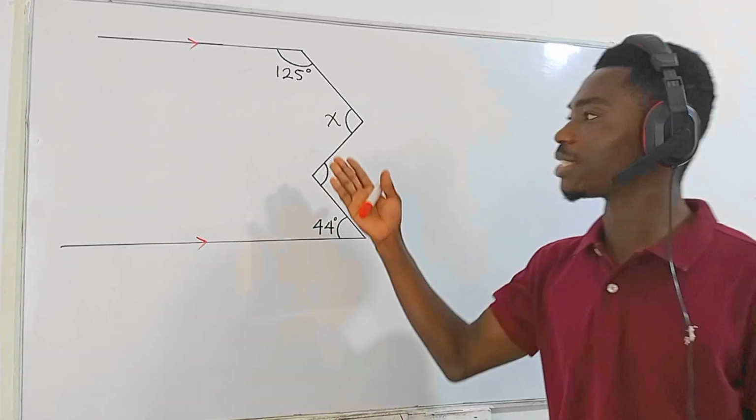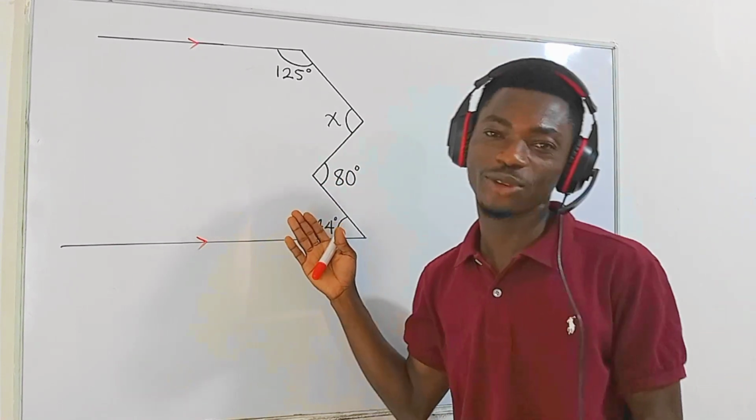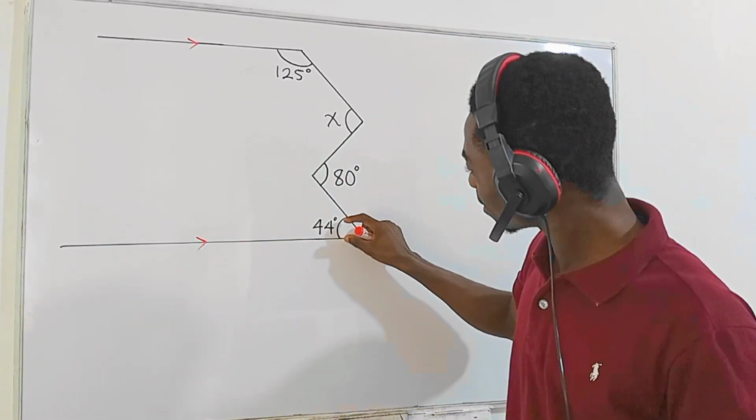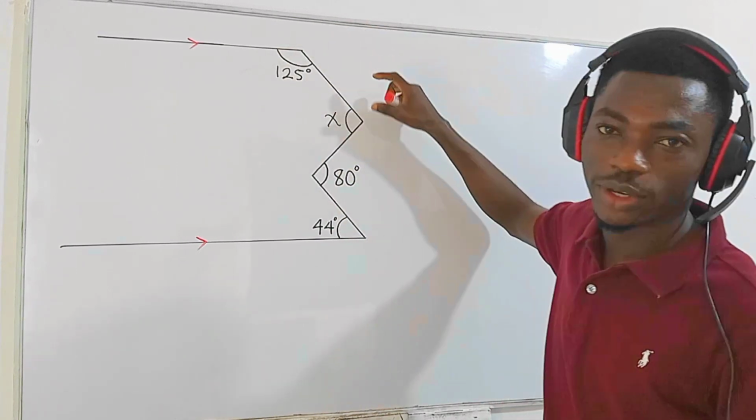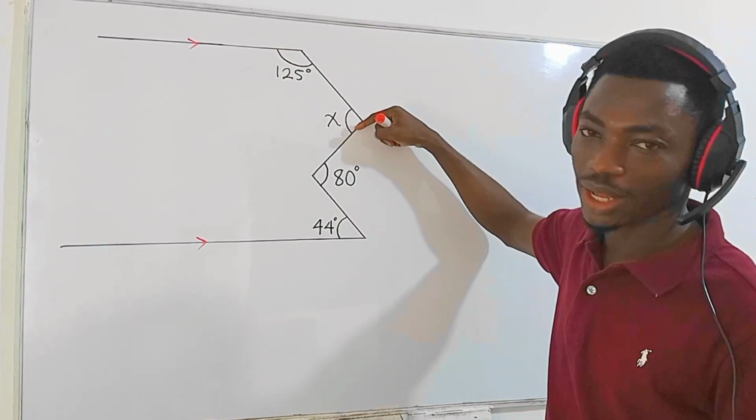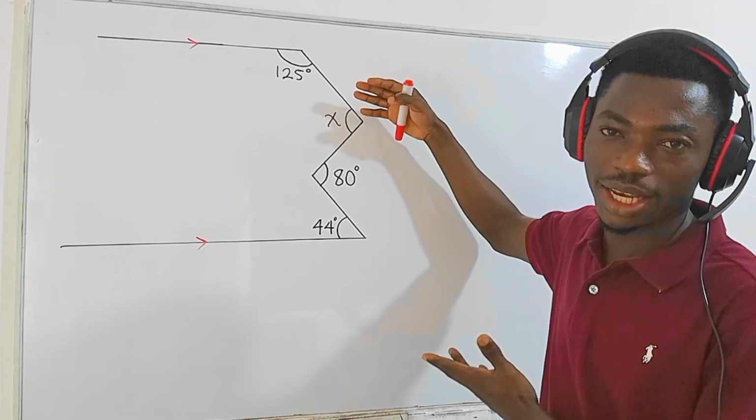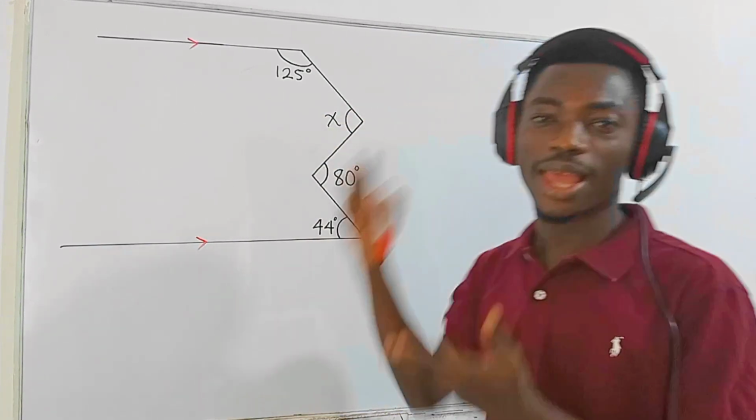Today we have this geometry question right here. Pretty interesting one. We know this angle, we know this angle, we also know this angle, but we don't know this angle, and we are calling it x. Basically, we want to find angle x.